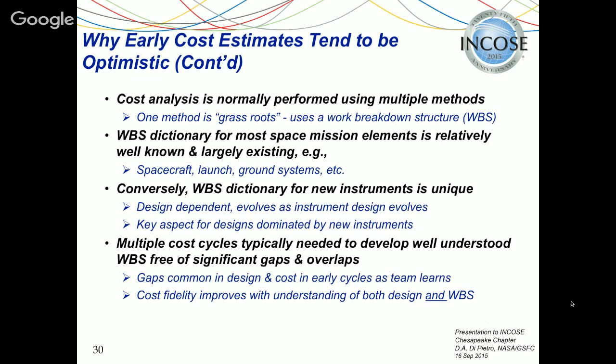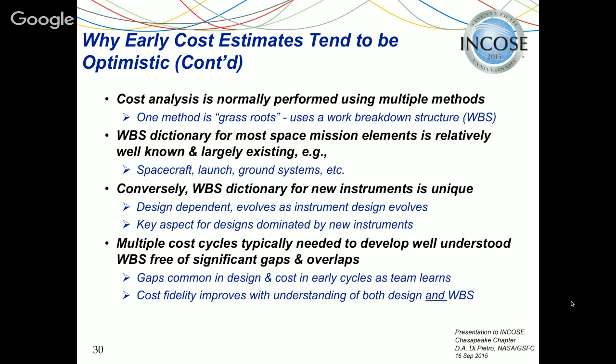Now, the WBS dictionary for most space mission elements is relatively well known and largely existing. So, for example, for the spacecraft, the launch, the ground system, those are pretty well fixed. The WBS for a spacecraft: mechanical, power, thermal, attitude control, we know that. We know what that is. In a power system, if you go down one level: power generation, power storage, power distribution.